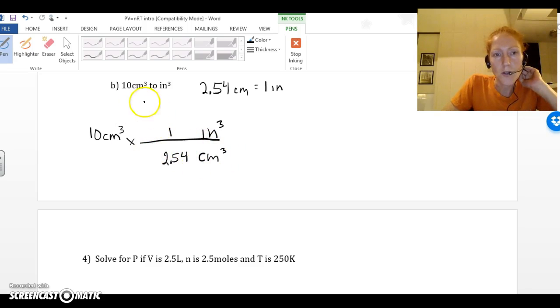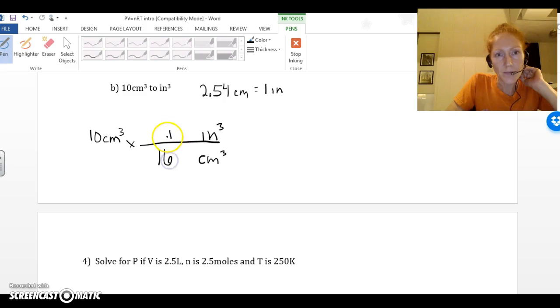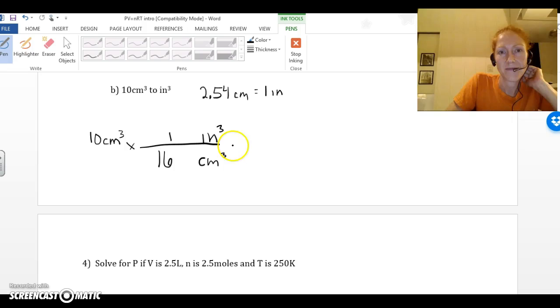So you could cube this whole thing, and that's what I did. So I took 2.54 times 2.54 times 2.54, and I got 16 something. You can type that in. So it was 16 something. And then, of course, 1 times 1 times 1 is 1. Alright. So then, when you plug in 10 times 1, but we wouldn't plug that in, divided by 16, whatever that is, you would get 0.61.